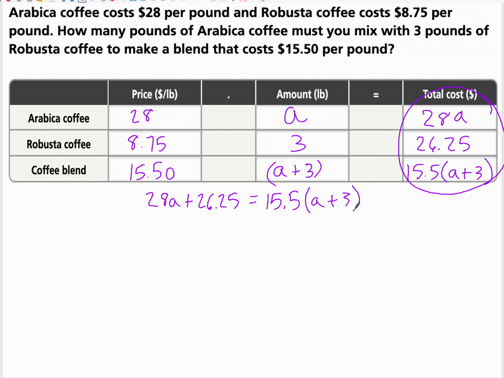Now we just gotta solve it. So it's 28A plus 26.25 equals 15.5A. All I'm doing is distributing here. So 15.5 times A plus 46.5. 15.5 times 3 is 46.5. Now I can solve. So subtract 15.5A from both sides. Subtract 26.25 from both sides.